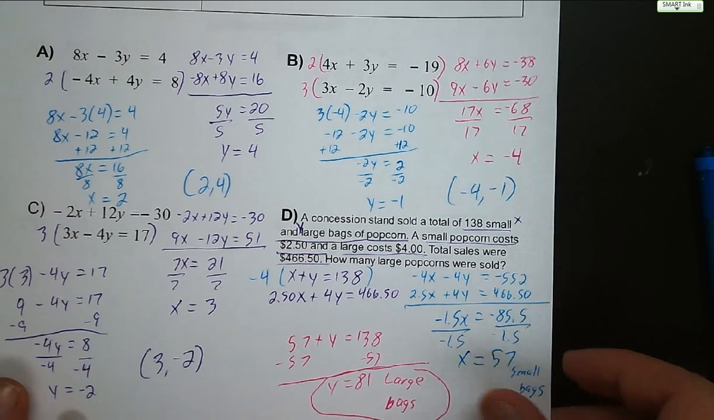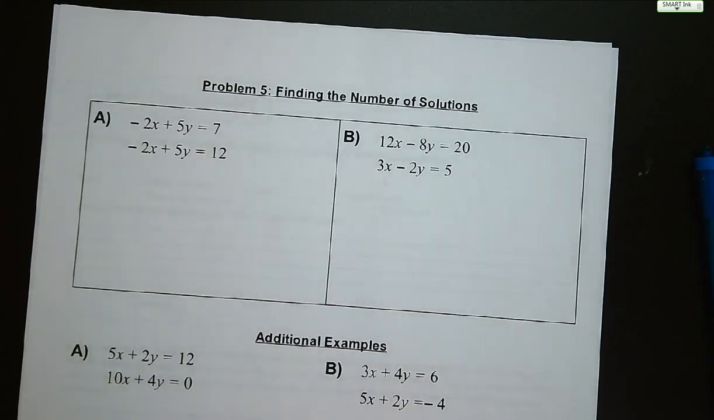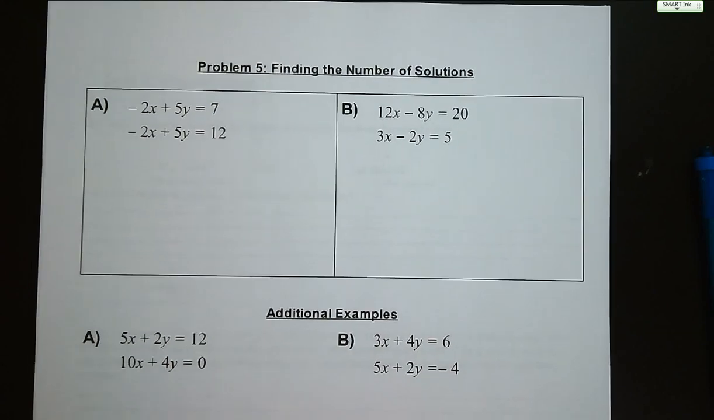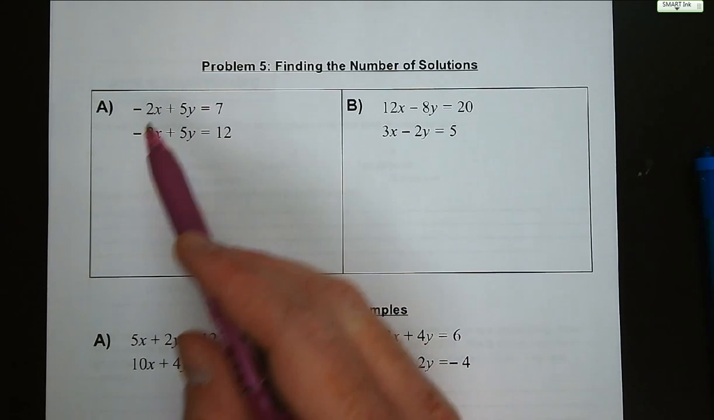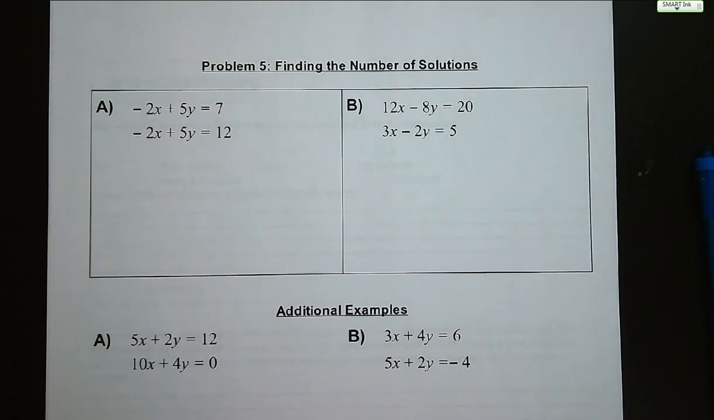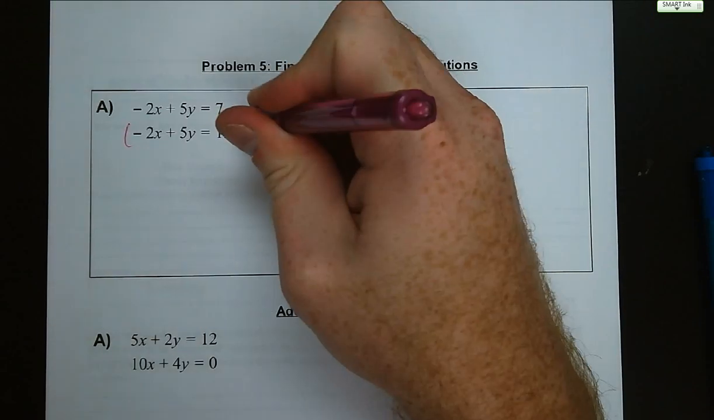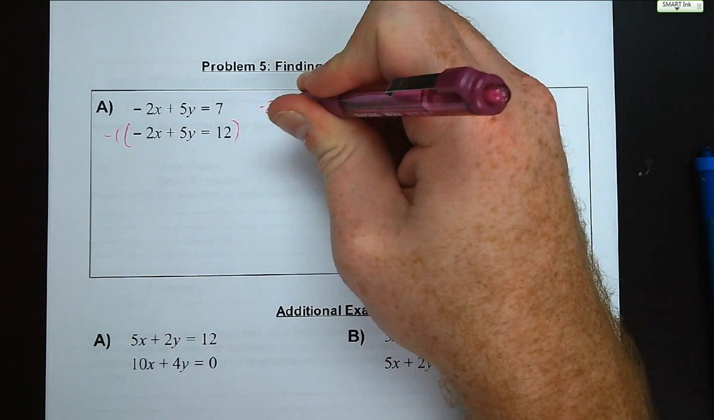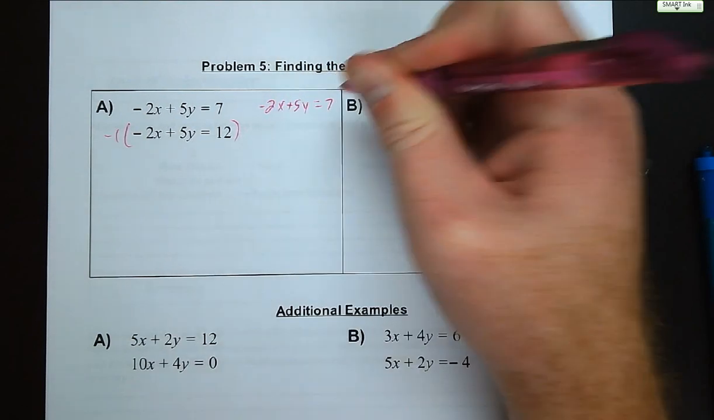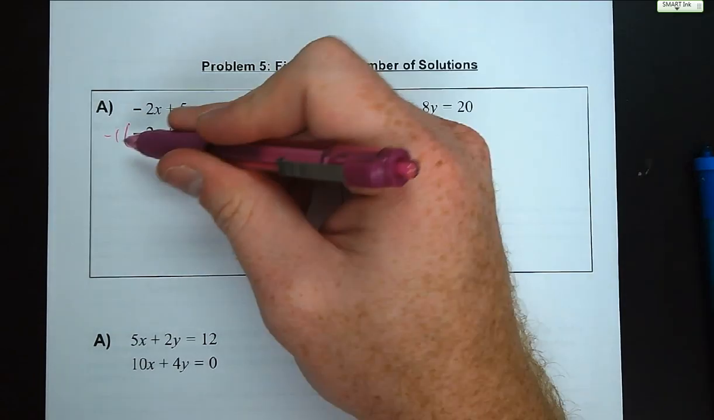All right, moving on to our last section, which, like the previous two lessons, is going to be finding the number of solutions using elimination. So right now I see I don't have any additive inverses, but I can get them by multiplying one of the equations by negative 1. So we have negative 2x. We're just going to rewrite our first equation, and we're going to multiply negative 1 by our second equation.